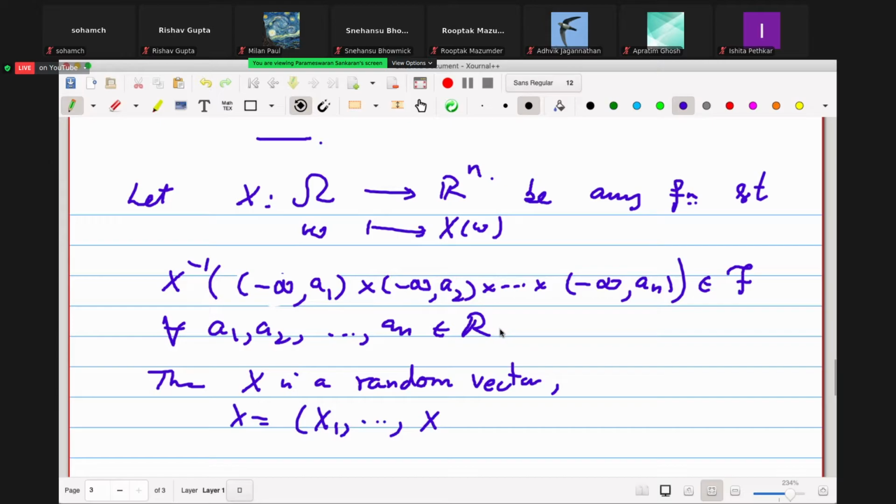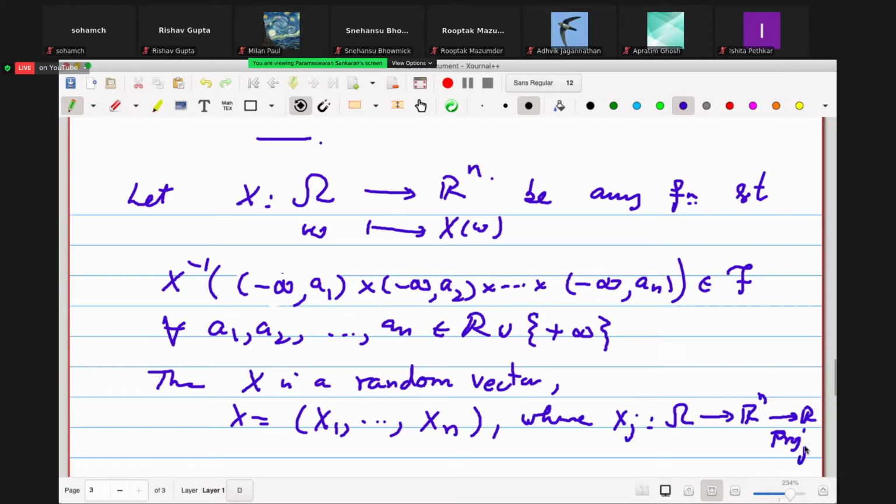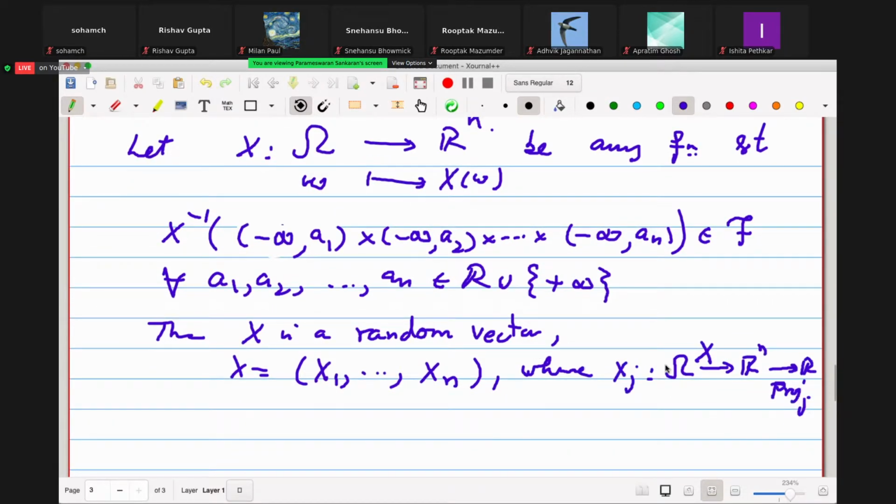It doesn't matter how I have defined it. I could, if you want, allow this to be plus infinity. It doesn't really matter. Where, what is this xj? Xj is the composition with the projection from R^n to R, the jth projection, of X. That's the most natural thing. Of course, if at all it is a random vector, it can only be this.